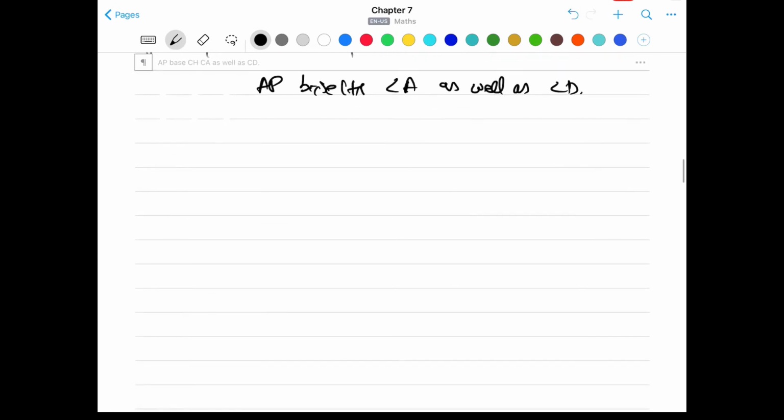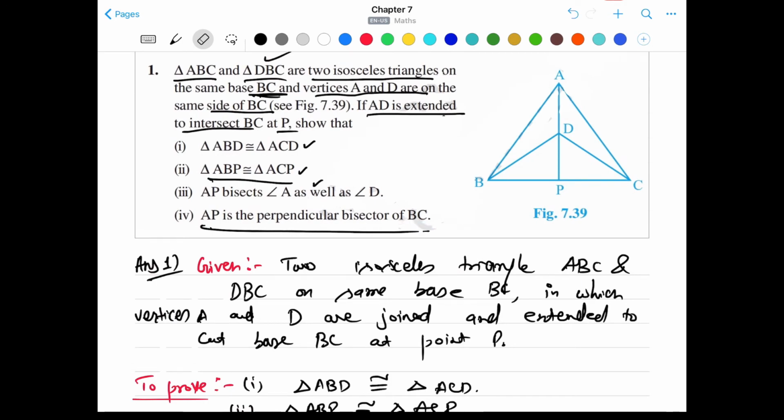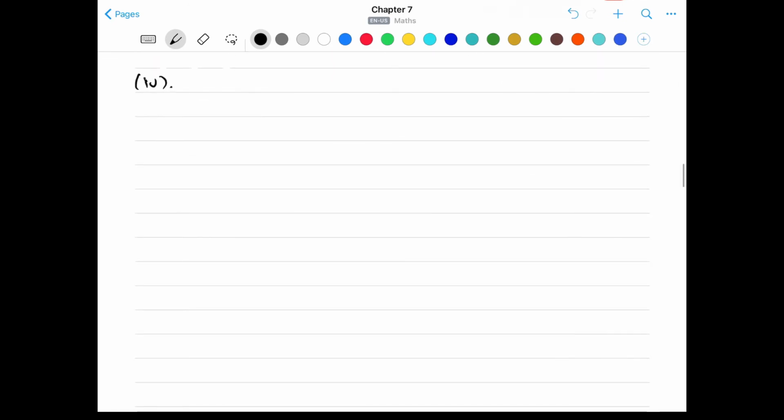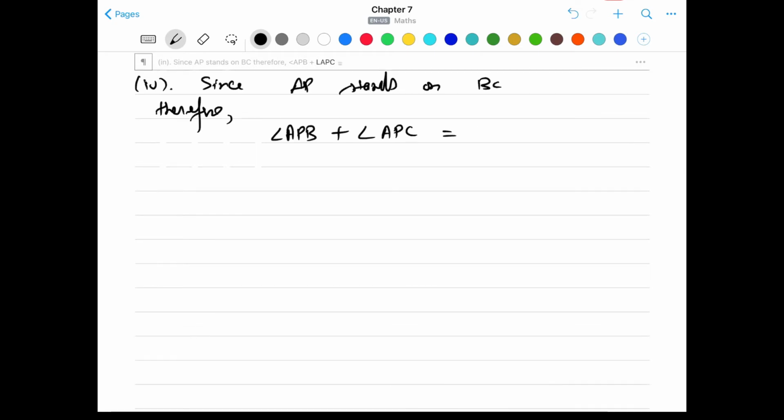Okay, now moving to part 4. Here we have to prove that AP is the perpendicular bisector of BC. So let's start with this one. Since AP stands on BC, therefore the sum of angle APB plus angle APC will be equal to 180 degrees. The reason is that they are forming a linear pair.